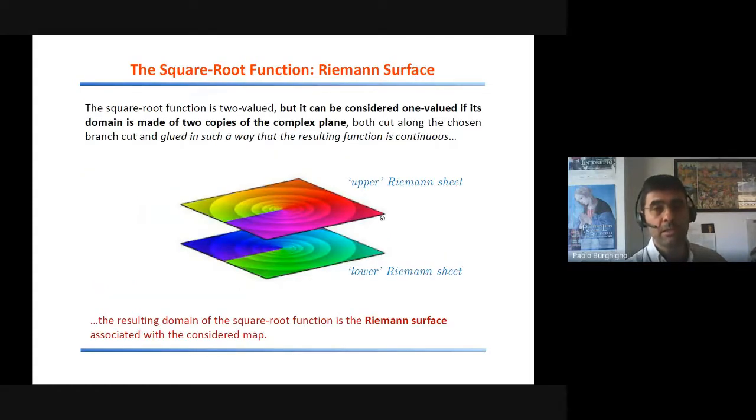Now, here you can see a pictorial representation of the Riemann surface associated with the square root function, which by itself is a 2-valued function. However, considering what we have said so far, it can also be considered as a 1-valued function. However, its domain must be doubled. So instead of considering the argument of the square root as belonging to a single complex plane, you should consider 2 copies of the complex plane, the upper copy and the lower copy, that are known technically as Riemann sheets. So we talk of an upper Riemann sheet, the upper plane, and the lower Riemann sheet, the lower plane.